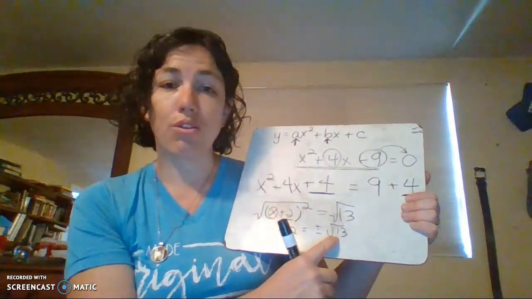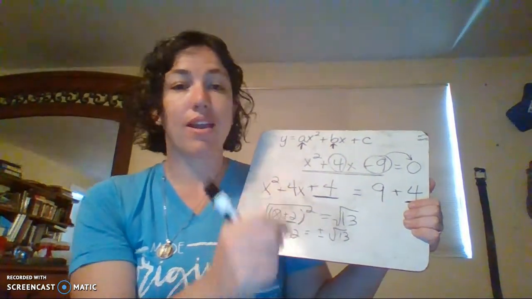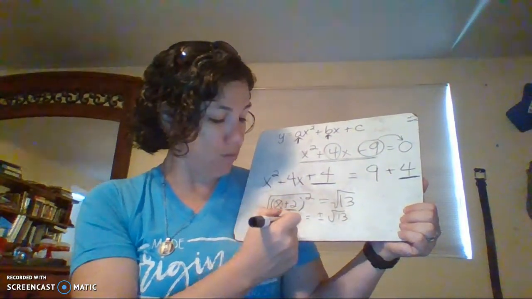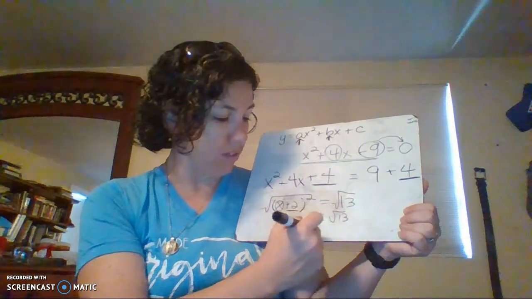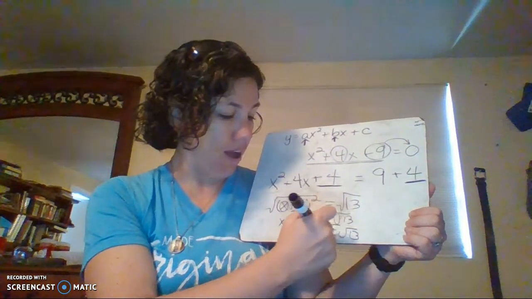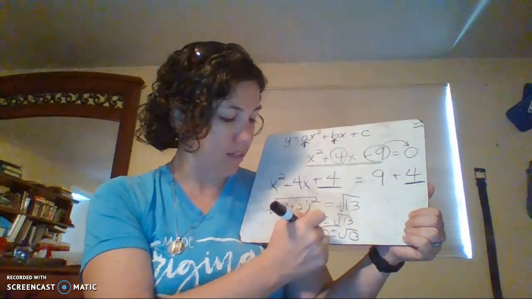So if I take a square root of 13, there's a positive answer and a negative answer of the same number. And then to get x by itself, I subtract this negative 2. So that's x equals negative 2 plus or minus the square root of 13. Now oops, that looks like a plus sign when I do that.